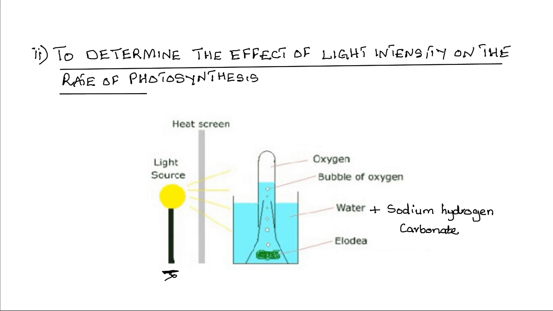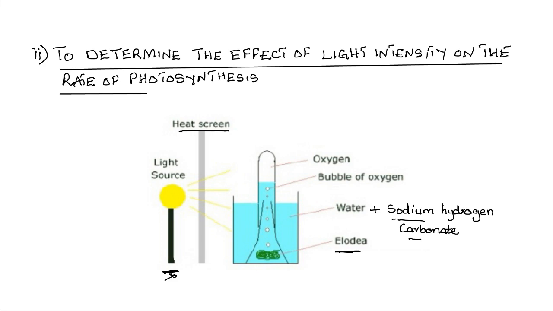Now, since we do not want temperature to be a factor in the experiment, we do not want temperature to vary, there's a special heat screen that we use to prevent the heating up of the setup by the bulb. Otherwise, the setup remains just like in the first one. Here we have water that is enriched with sodium hydrogen carbonate. We use an aquatic plant like elodea.